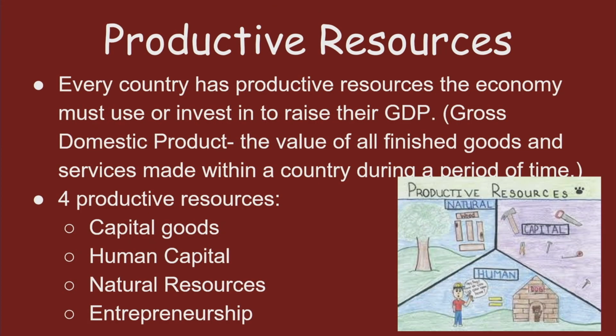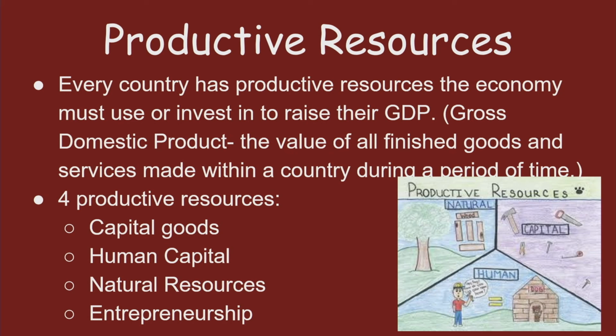So let's look at our productive resources. Every country has these set of productive resources in their economy that they can invest in and grow their economy or raise their GDP. So the GDP is the gross domestic product, and this is just the value of those finished goods and services that the sellers are making. And it's all of those things put together within that one country during a set period of time. And it's usually within a year that we figure out the GDP of countries. So the four productive resources are capital goods, human capital, natural resources, and entrepreneurship or entrepreneur.